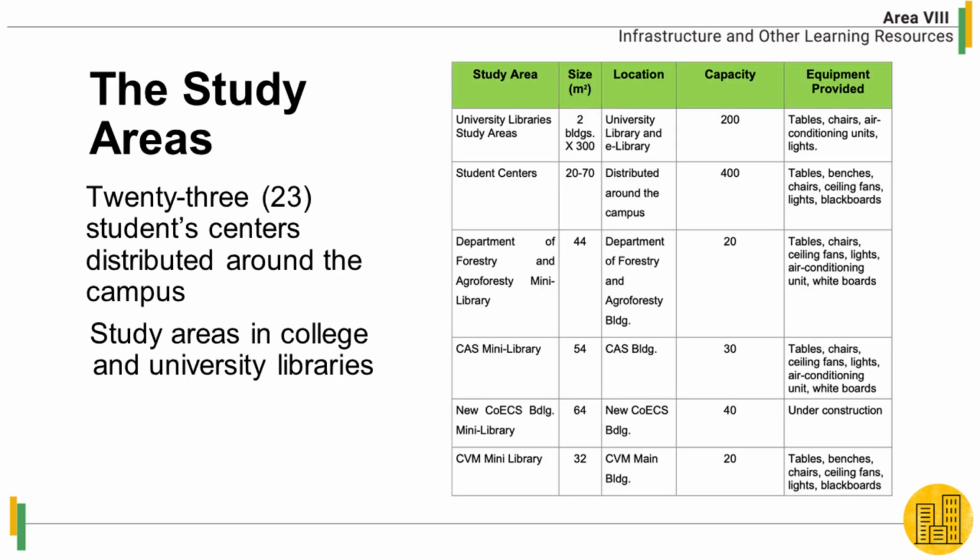If faculty members have staff areas, the students have their study areas. 23 student centers are distributed around the campus. In addition, the 2 university library buildings and college libraries have study areas. These are provided with tables and chairs, blackboards or whiteboards, ceiling fans and lights, and some with AC units, such as those in the libraries.